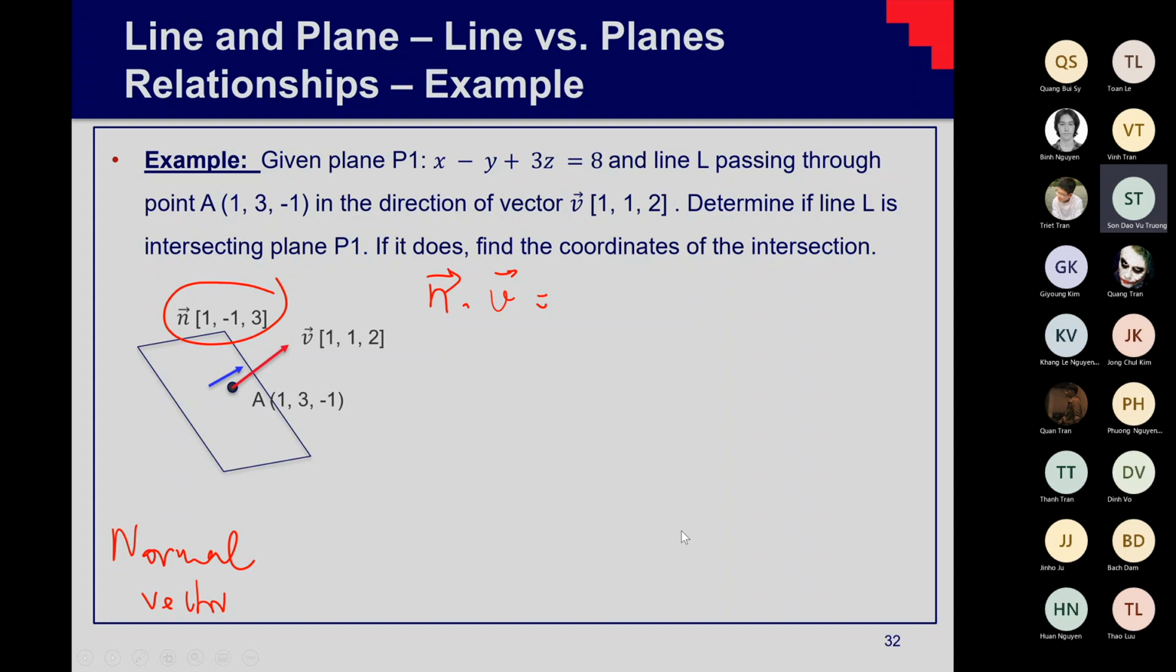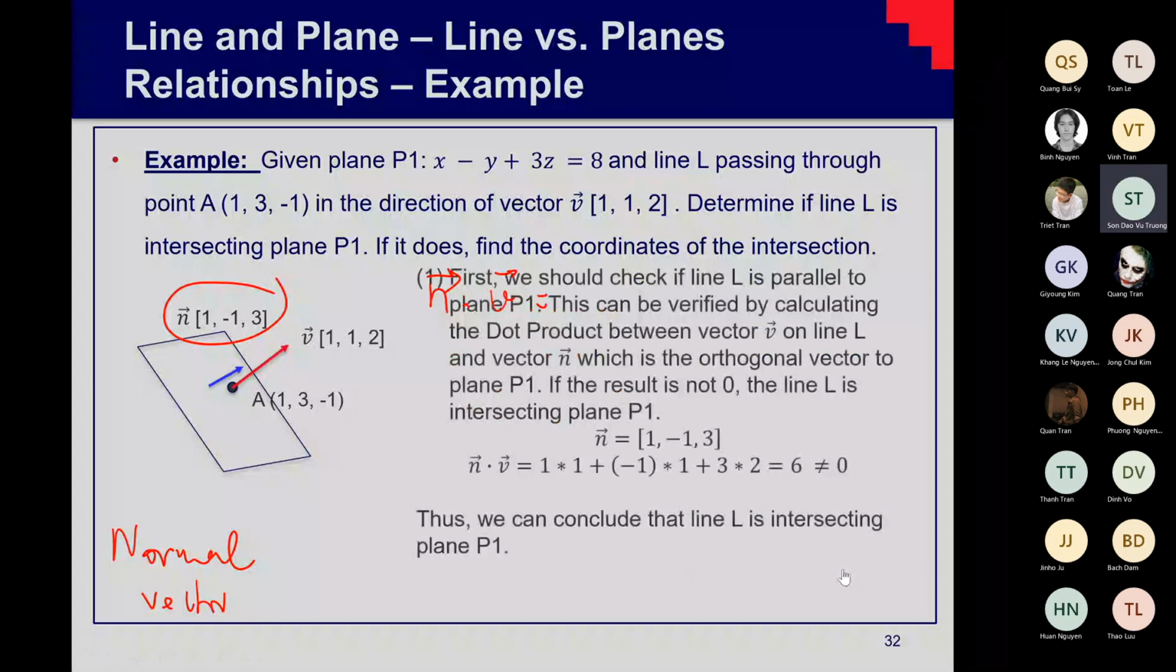For the dot product, it will be easy. Just xn times xv plus yn times yv plus zn times zv. Okay, so we have n is (1, -1, 3), and vector v is (1, 1, 2).